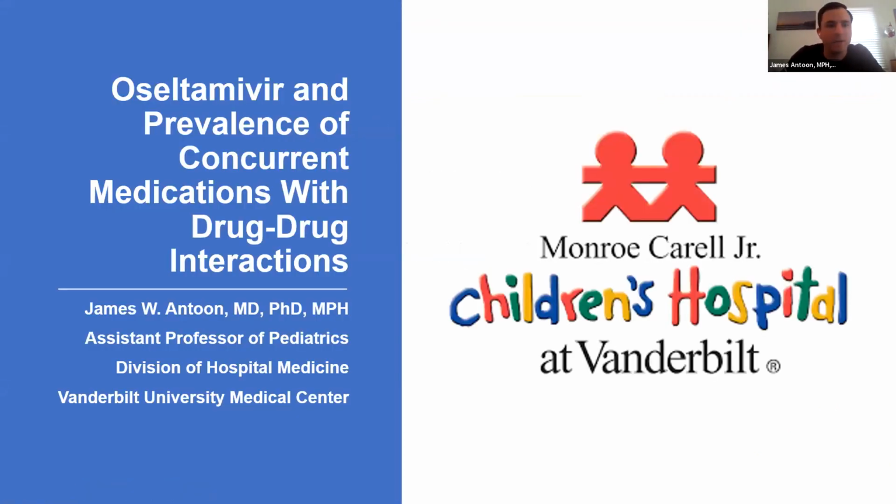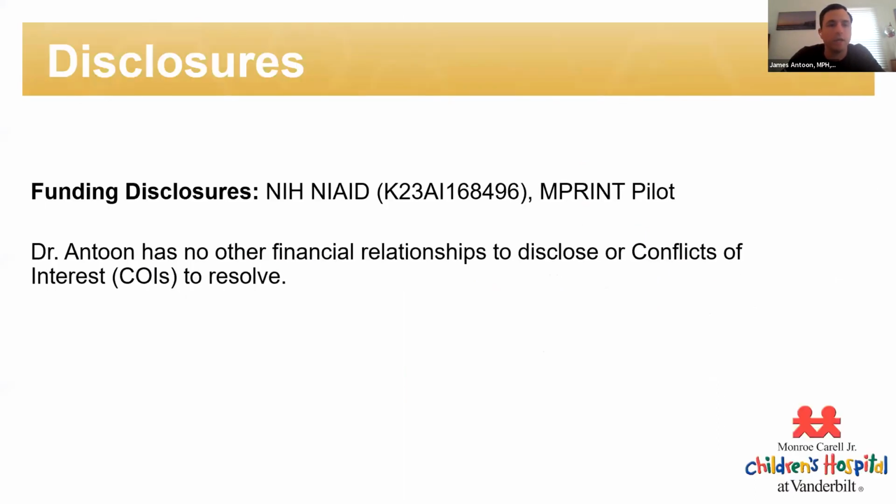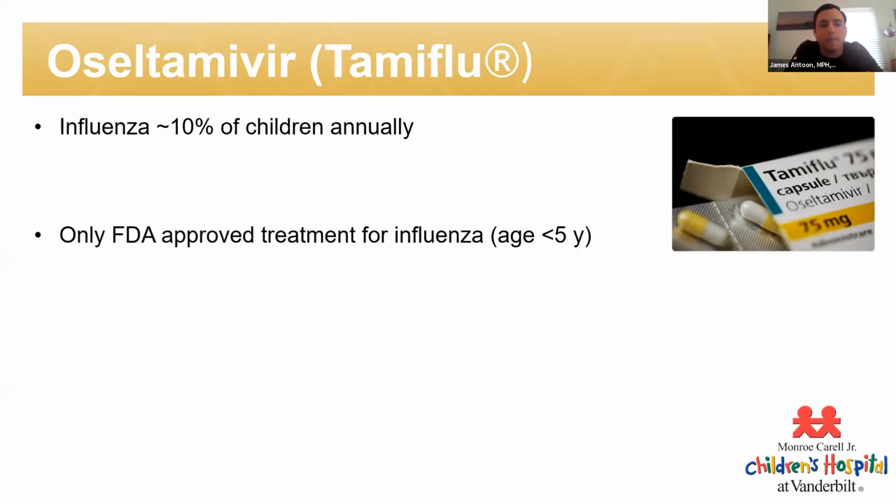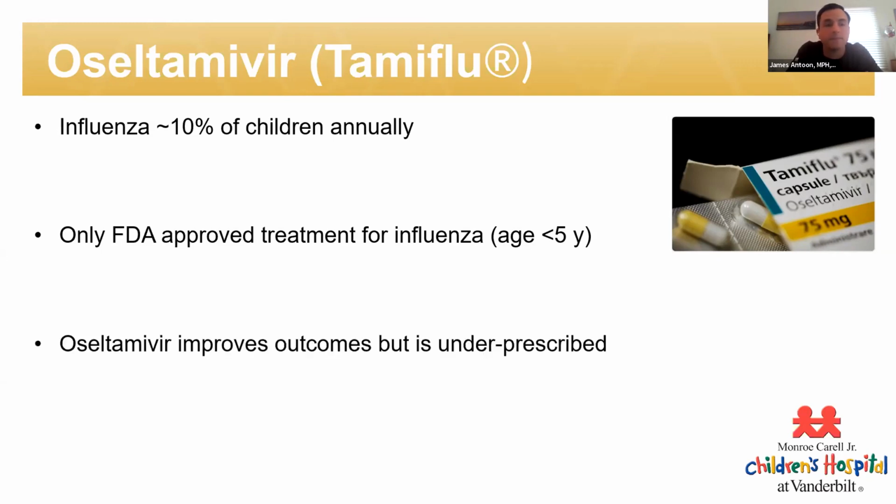I'm going to talk about my pilot project on Oseltamivir or Tamiflu use and a very specific drug-drug interaction. Don't have any disclosures. So we all know that influenza is a common and potentially serious illness. About 10% of children each year in the United States have medically attended influenza. There's only one FDA-approved treatment for children less than 5 now, and that's Oseltamivir, but it's by far and away the most common antiviral used. Over 99.9% of influenza antiviral use is Oseltamivir.